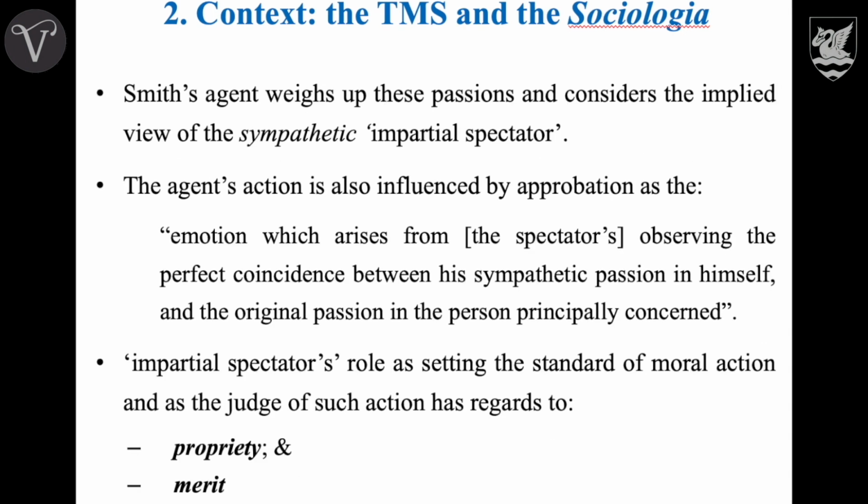Smith's agent weighs up the passions and considers what would be the implied view of a sympathetic, impartial spectator. Now, Smith really has two dimensions to the impartial spectator, so it's conceptually set up as a device to show that there's distance from the activity that's being done. So when there's a judgment of the moral activity that an individual is undertaking, you can be judged impartially by having some distance. So the impartial spectator may be a person removed from others who has enlightened reason and, as we'll see later, is doing the work of God.